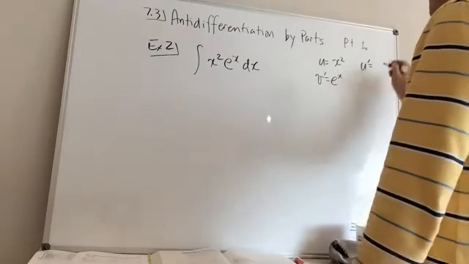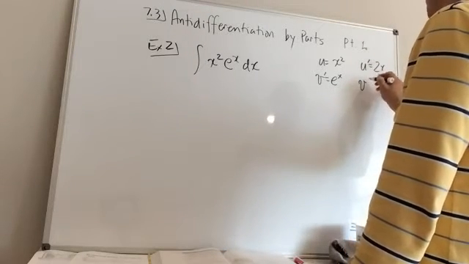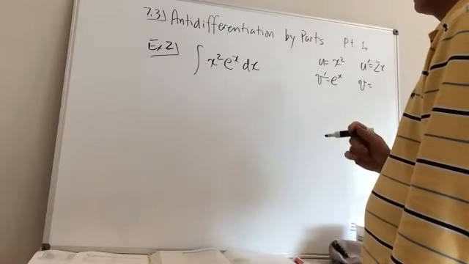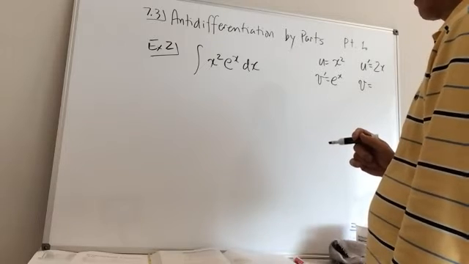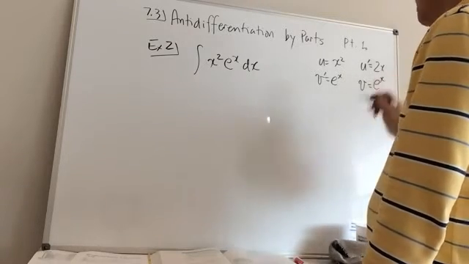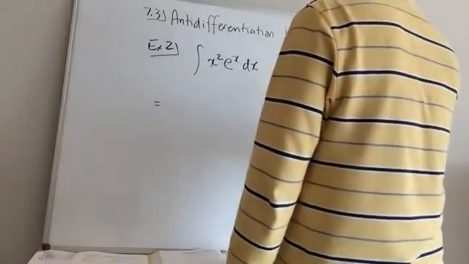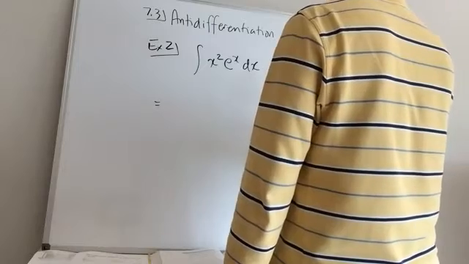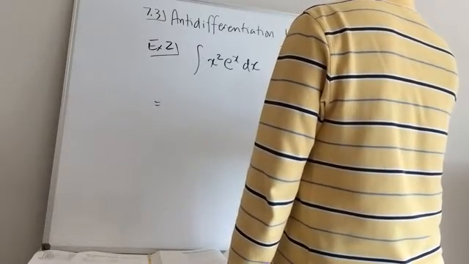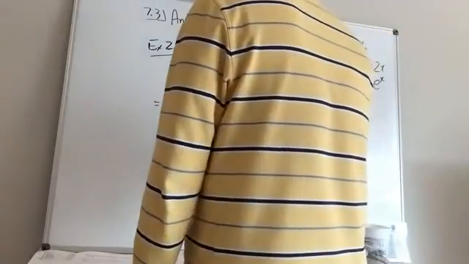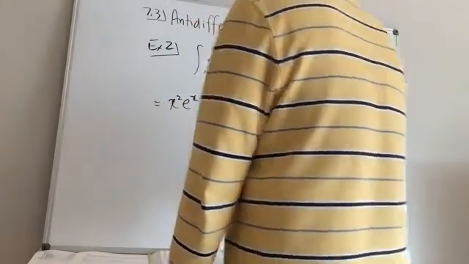2x, good. What would my v be here? What would I take the derivative of that gives me this? It's just e to the x, right? So this is going to be equal to uv, which is x squared e to the x, minus the derivative of this guy, right? So it's going to be 2x e to the x dx.